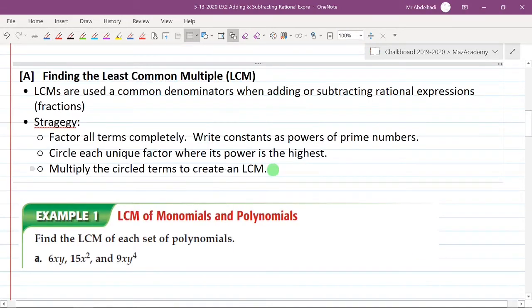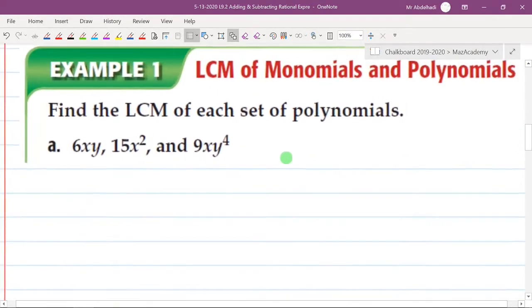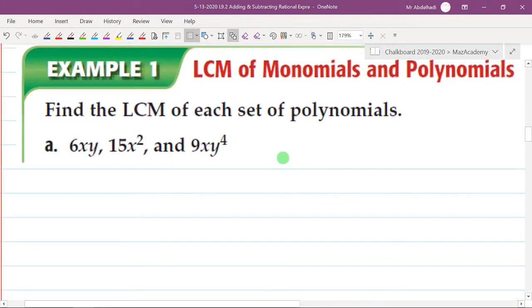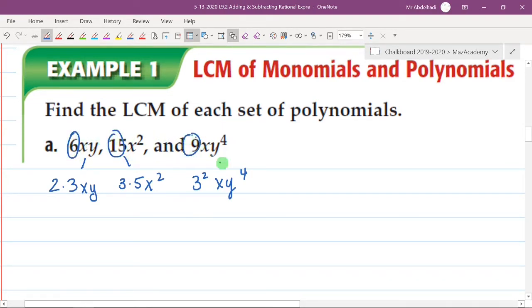Okay? Now, let's go on to this next example here. Let's find the least common multiple of these three polynomials. So we have 6xy, 15x squared, and 9xy to the fourth. Now for the numbers, you want to write them as prime numbers, but for the letters, you can leave the letters alone. So the 6 becomes 2 times 3, and then xy. The 15 is 3 times 5, and then you have x squared. And then this is 9xy to the fourth. This is going to be 3 squared xy to the fourth. So factor the numbers like we did in the last example. Factor those to prime numbers. And then the letters, just copy them down.